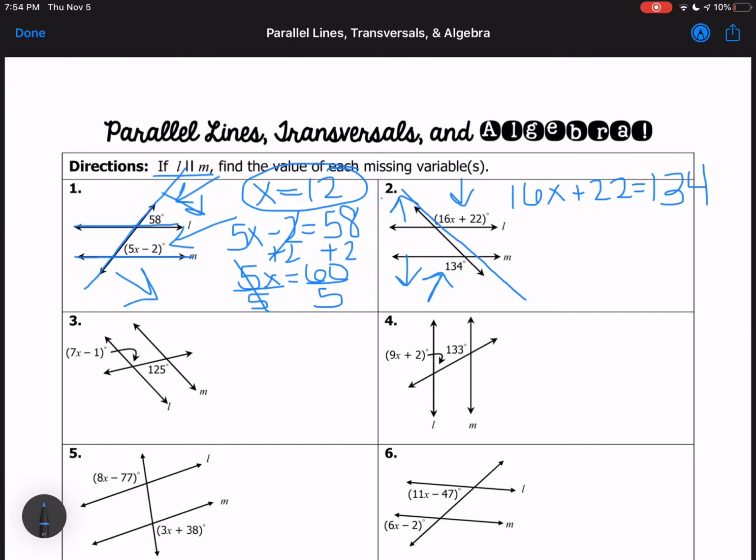So then I'm going to take and subtract 22 from both sides. That's going to cancel. Do the same thing on the right. So I'm left with 16x equals 112. Then I'm dividing by 16. Those cancel. Dividing by 16. So 112 divided by 16 is going to give me an answer of x equals 7. And that is my final answer because I'm just solving for the variable. So you're determining the angle relationship, setting up an algebraic equation, solving for your variable.